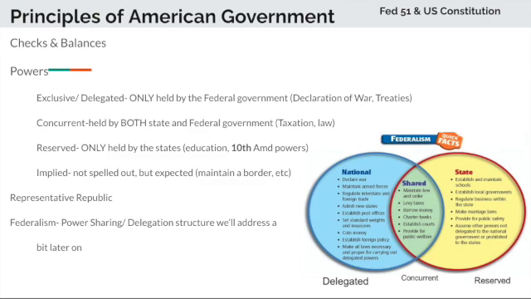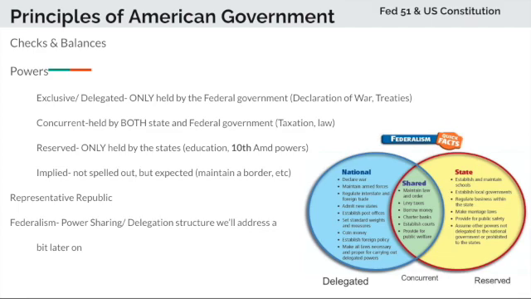But making sure that no one branch of government has absolute power over the others, that they all work out. They're looking after each other. Different types of powers. I would like you to write these down. We will talk about these throughout the year, but it's a good thing to start being able to differentiate.